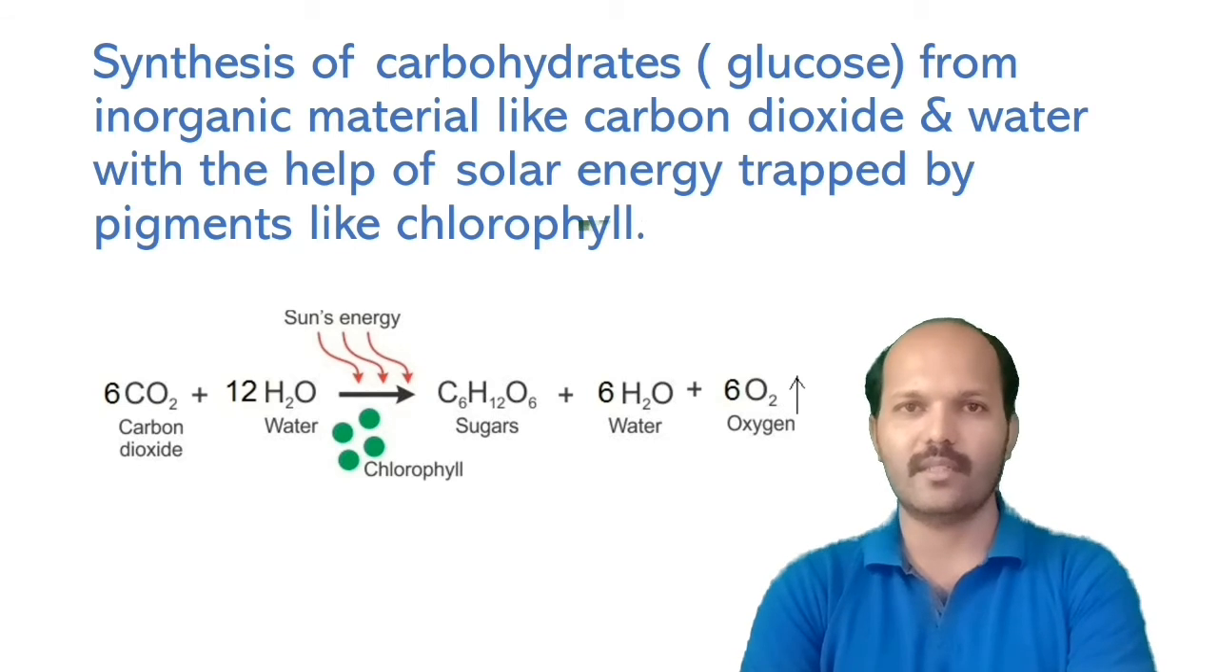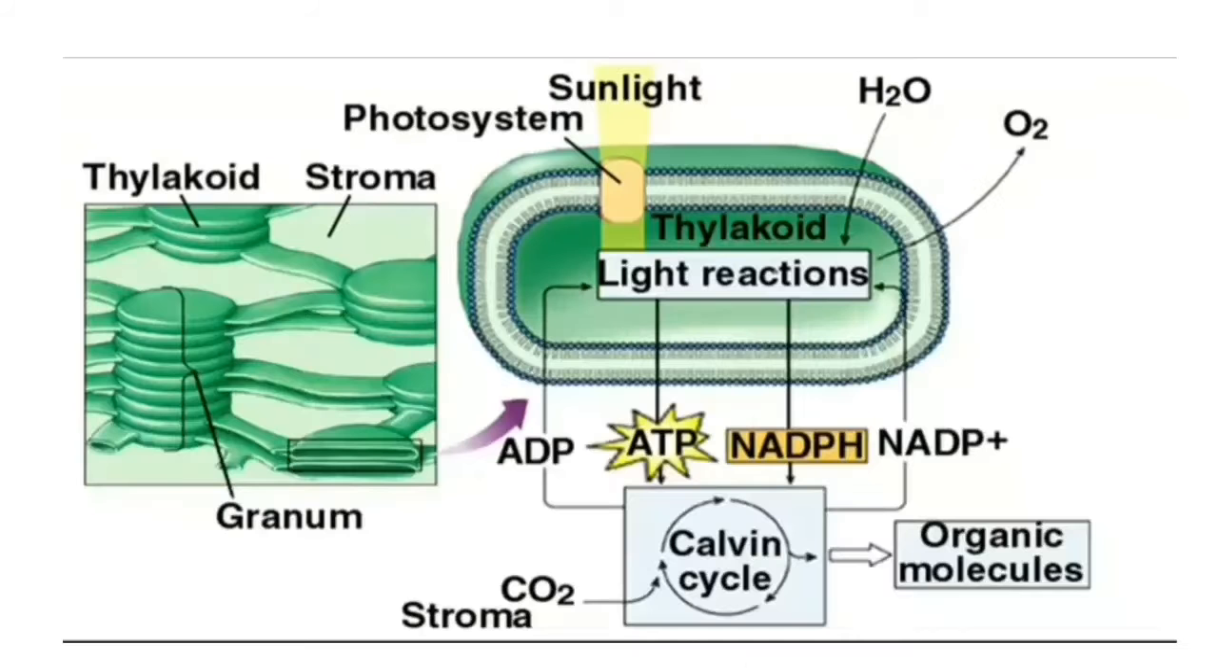Now for the process, let's come on screen. The thylakoid is the portion where the photosystem is located. In this photosystem, all the antenna pigments are found, especially chlorophyll. The light reaction takes place in the lumen of the thylakoid. Let's see how this total process takes place.